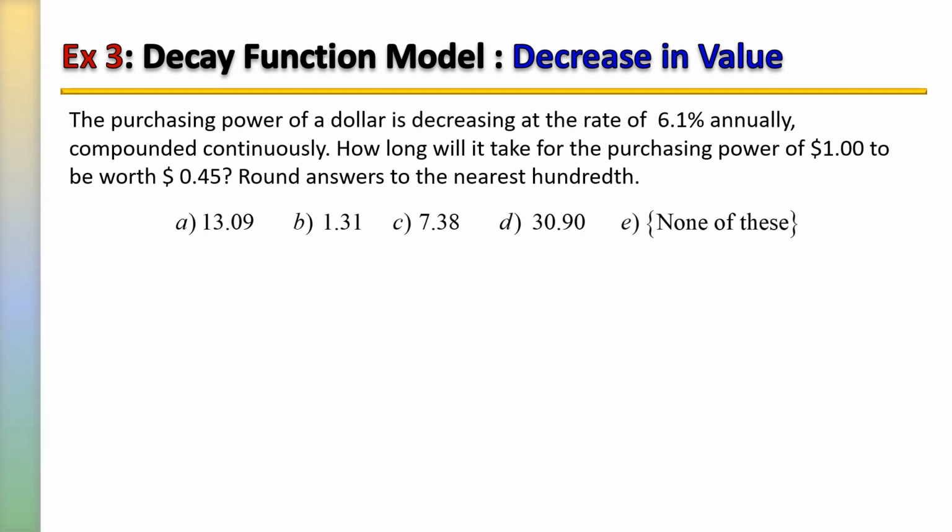Example 3, decay function models. The purchasing power of $1 is decreasing at a rate of 6.1% annually, compounded continuously. So there's that compound continuously. And what formula do we use? If you said yes, you are absolutely correct. A equals P E raised to the rt.